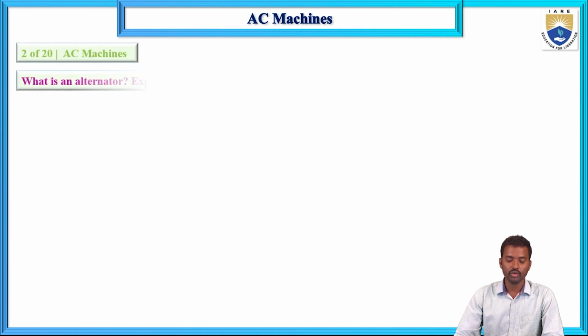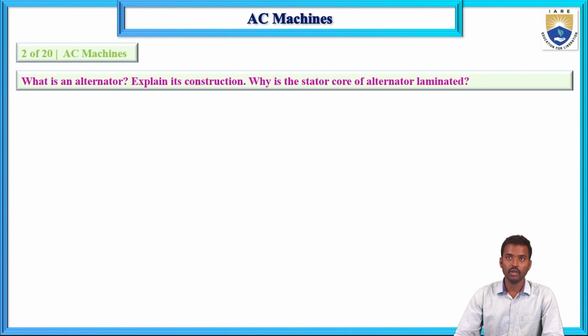Now the second question: what is an alternator? An alternator is a synchronous generator, that means an AC generator, which converts mechanical energy into AC electrical energy. That is the alternator, the synchronous generator.